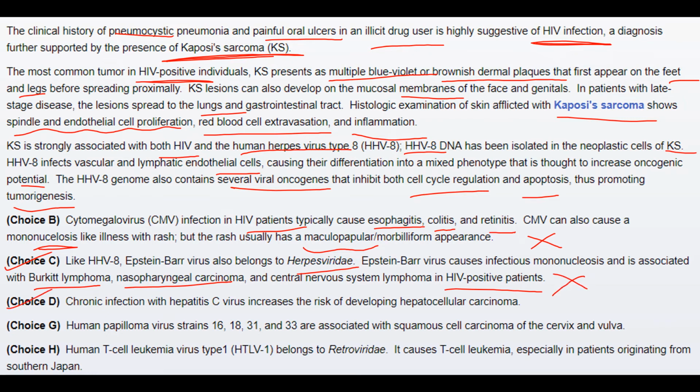And choice D, chronic infection with hepatitis C virus increases the risk of developing hepatocellular carcinoma. Since there was no such mention, it was inappropriate. In choice G, human papilloma virus strains 16, 18, 31 and 33 are associated with squamous cell carcinoma of the cervix and vulva, and therefore it was inappropriate. In choice H, human T cell leukemia virus type 1 belongs to retroviridae. It causes T cell leukemia, especially in patients originating from southern Japan, and hence it was inappropriate.